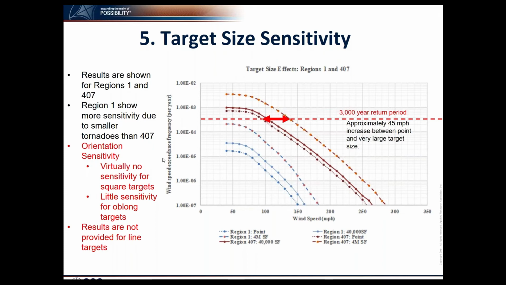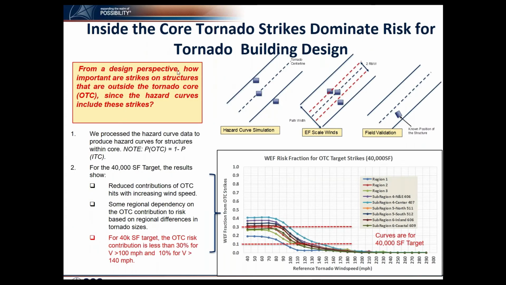We also did sensitivities for the square targets for their orientation. We didn't see any sensitivity, and we found a little sensitivity for the oblong targets where the target's length is way higher than the target width. So we are not showing this for this presentation today. This is one of the important things that you need to keep in mind, because the tornado hazard curve we developed is by positioning the target within the tornado path area.